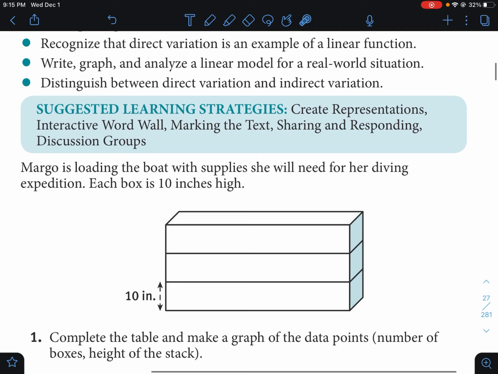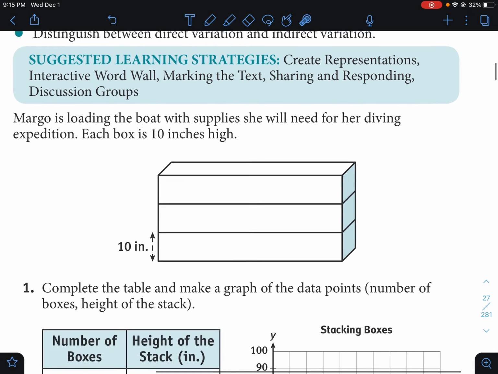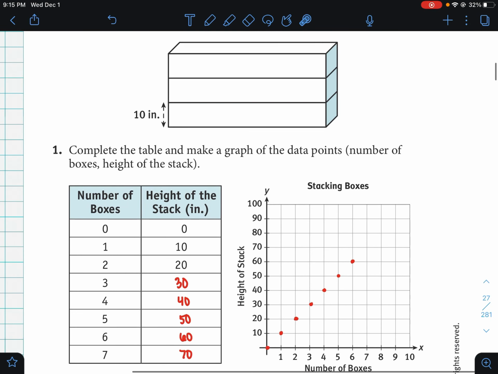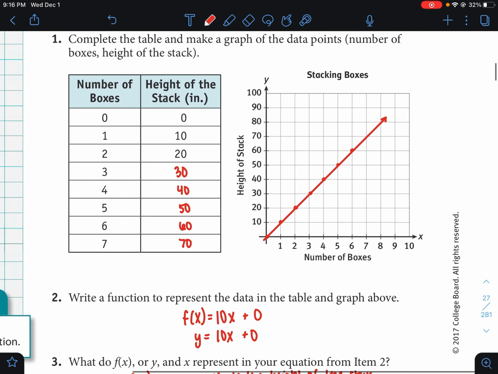We're going to start off with the idea that Margot is loading the boat with supplies that she needs for her diving expedition. Each box is 10 inches tall. If we were to look at a table or a graph of the number of boxes versus the height of the stack, we would start off by saying, obviously if we have no boxes, we have no height of stack. Then for each box we add, we go up by 10 because each box is 10 inches. If we were to plot that, our points would go up by 10 every time. If we were asked to make a line, we would connect them with a straight line through those points. So fill that in.